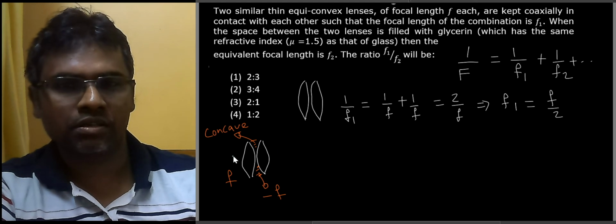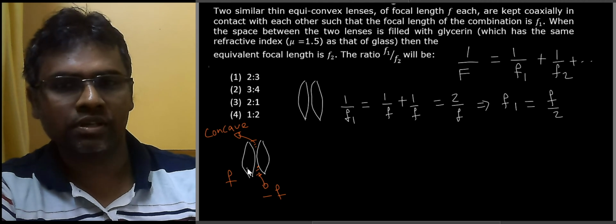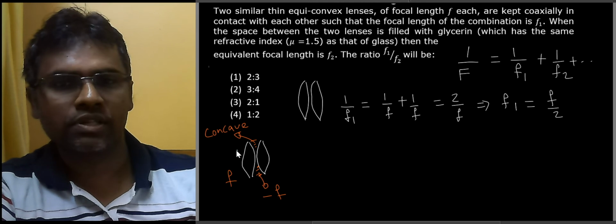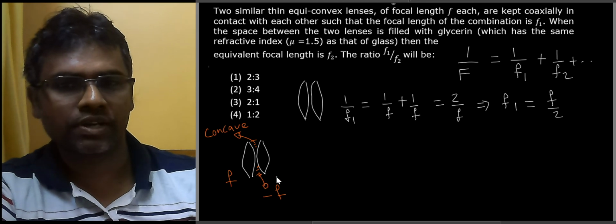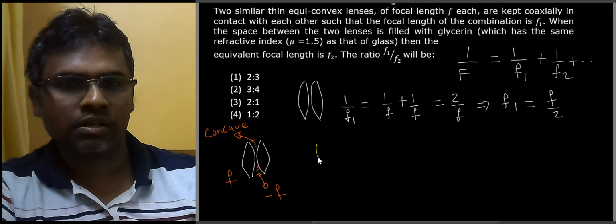It's just that if you go by the sign convention, the positions of the center of curvature for the convex lens and the concave lens, they are oppositely directed. So for glass lens, if the focal length is f, for the glycerin lens, we can take it as minus f. Now for this system, the effective focal length is f2.